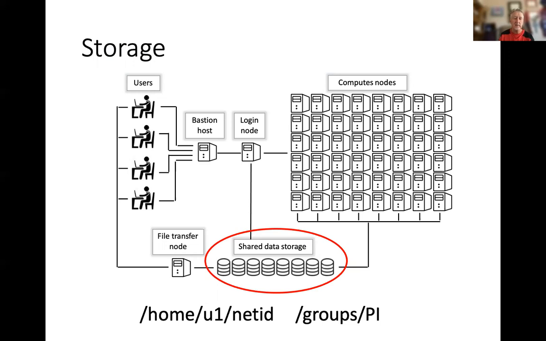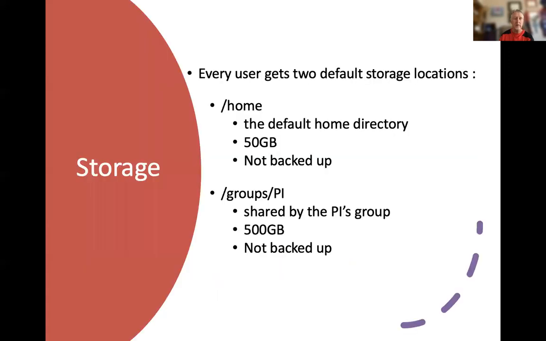Every user, when they establish their account, gets a home directory and access to the group's space. The home directory is your default. It's 50 gigabytes, and no, it's not backed up. When you first establish your account, it takes a little while to get through the university's identity system, so you might have to wait 10, 15, 30 minutes before you can actually use it. Sometimes we get questions like, "I've established my account, but I can't get logged in." So, time to get coffee.